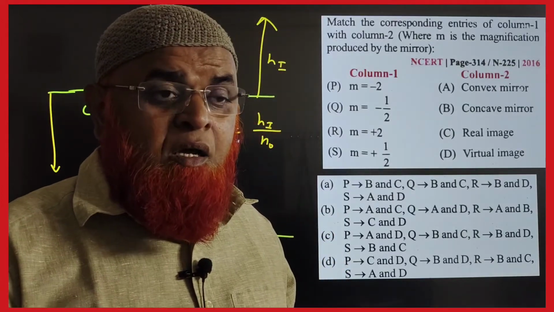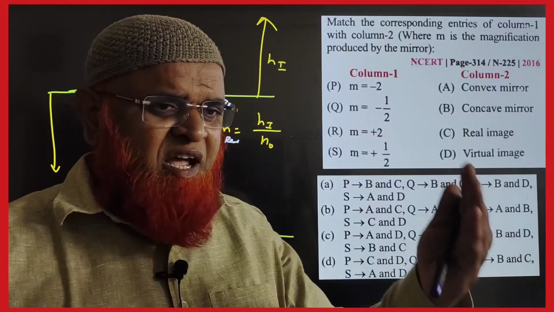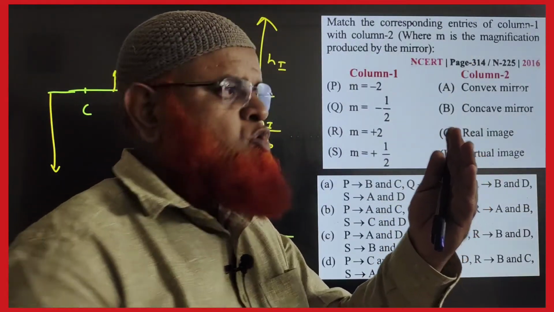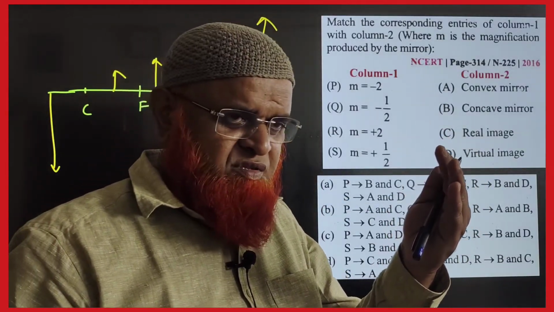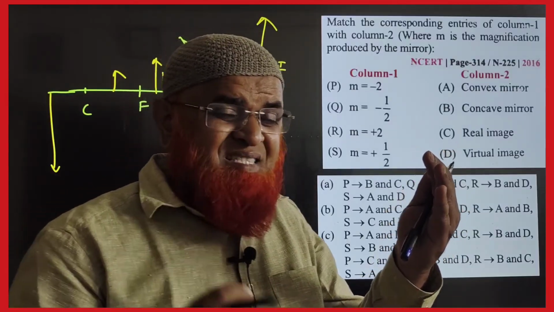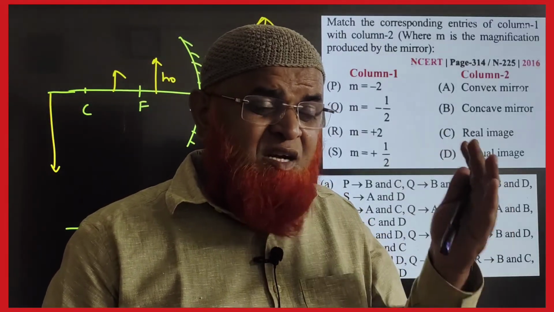Virtual is when the image cannot be caught on the screen. You just see your face in a plane mirror. You can see your face on the other side of the mirror, but you cannot catch it on the screen. It's said to be the virtual image. It's not a real one. Any image which cannot be caught on the screen is said to be the virtual image. Any image which can be caught on the screen is said to be the real image.